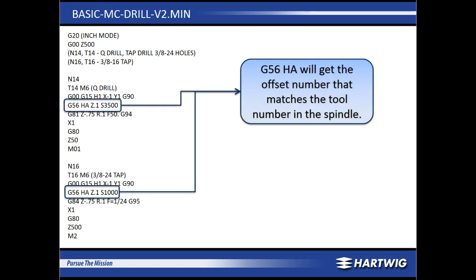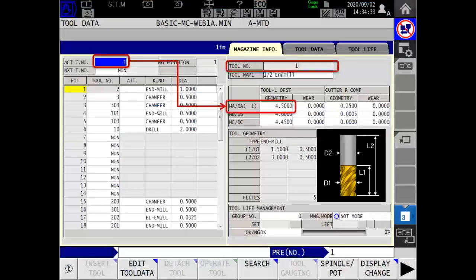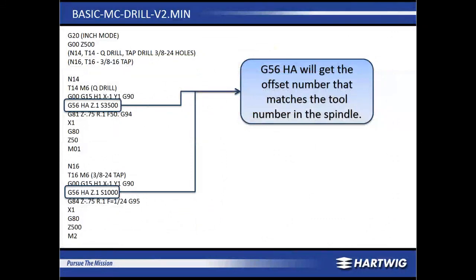Another thing that we did differently in this rendition of the program is we're using G56HA instead of G56 to match our tool number. Anytime we use a G56 and we use an HA, we will get a tool length number that matches the tool number of the tool in the spindle. So if I come along and I change my program, I don't have to remember to change my H14 command on that first G56 line per se. I could just change the tool number and the rest of the program would still work. It would automatically get the correct offset of the tool that's in the spindle.